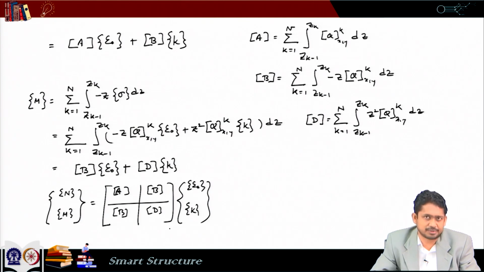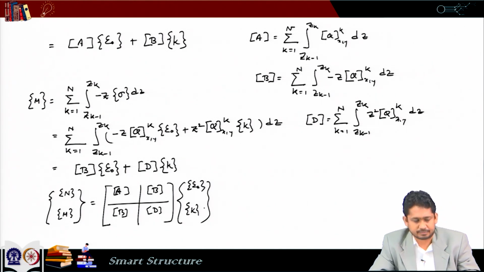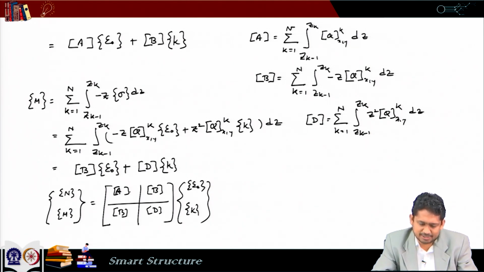So, this is how the stress resultants, which are forces and moments, are related to the strain components. Now, we can see that certain parts of these matrices become 0, or there are certain relations that come up between these parts of matrices depending on the lamination sequence. So, we will now see that.